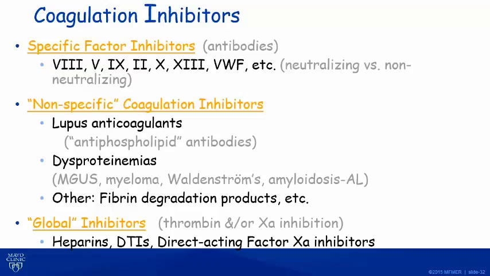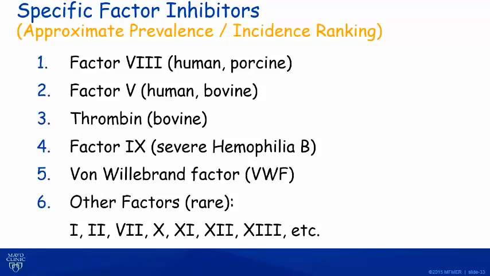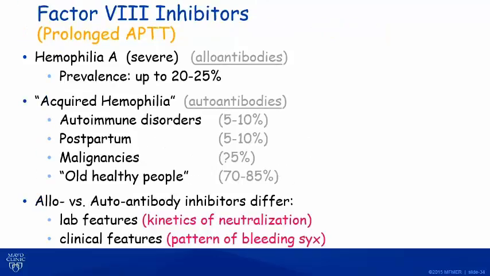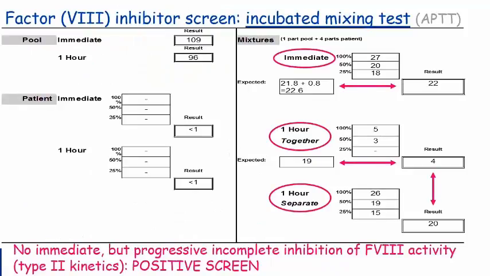Then a word or two about each of them briefly. The factor VIII inhibitors are by far the most common, the others less common, as listed here. Factor VIII inhibitors, of course, occur in individuals with severe hemophilia A, but they also arise as autoantibodies, most often in sort of old, healthy people who come in with prolonged APTT, hematomas, bruising, and so forth, and can occur postpartum. Here's where the incubated mixing test is useful to try to identify time-dependent inhibition.